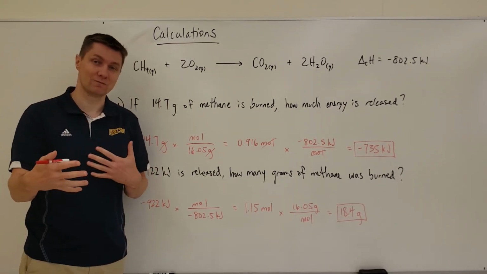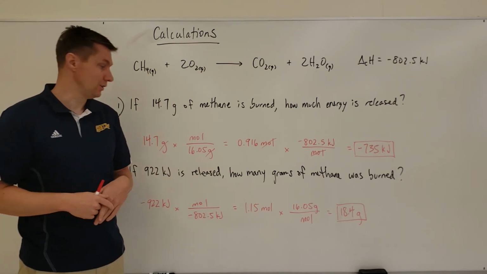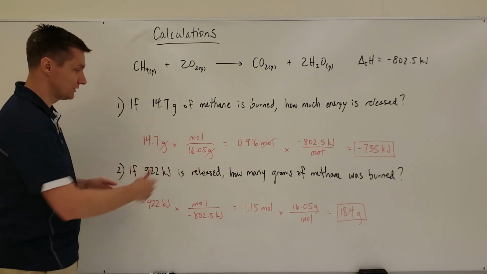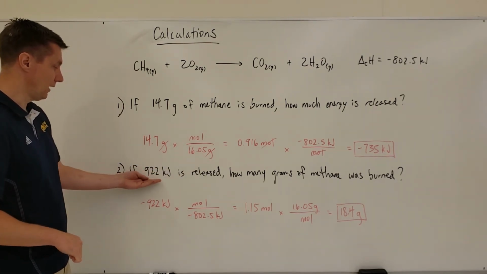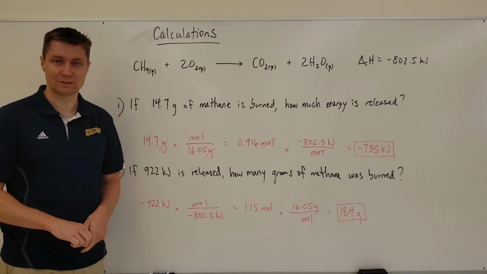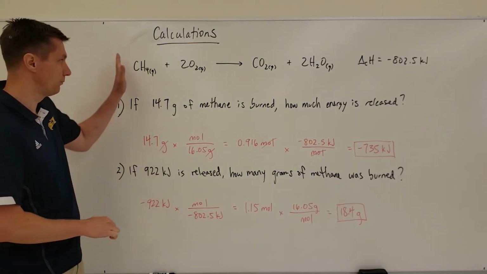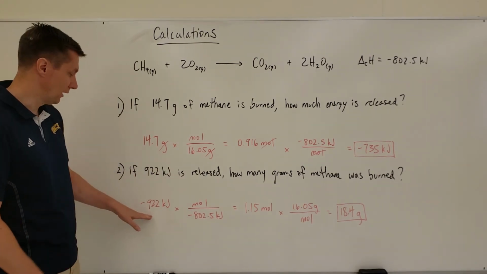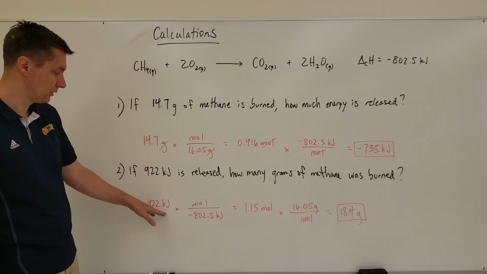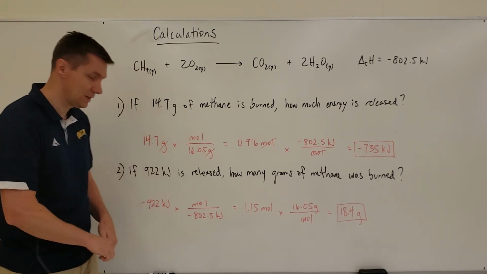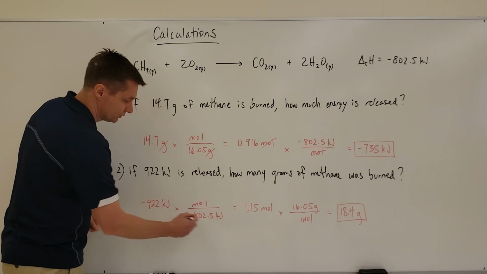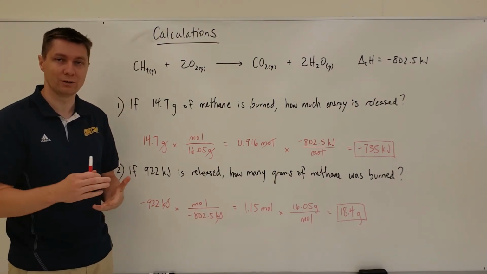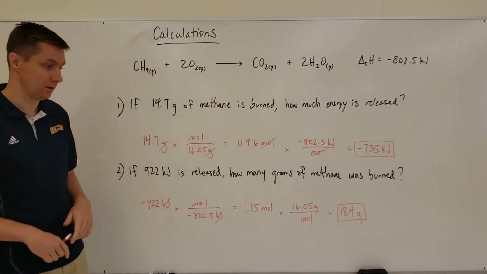Now you can have the reverse of this, where a question might say you released this much energy, how many grams were burned? That's what this second example goes through. If we were to release 922 kilojoules of energy from this reaction, how many grams of methane were burned to make that happen? I have negative 922 kilojoules, and to cancel the units, my kilojoules have to go on the bottom, since this is negative 802.5 kilojoules per 1 mole of methane.